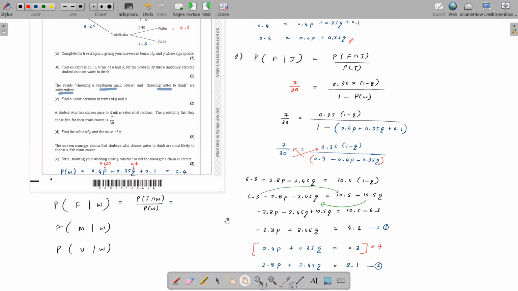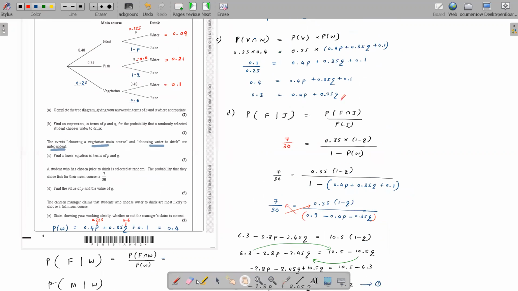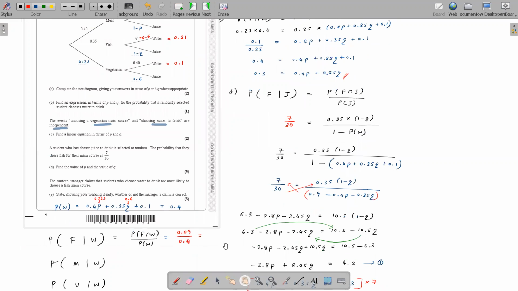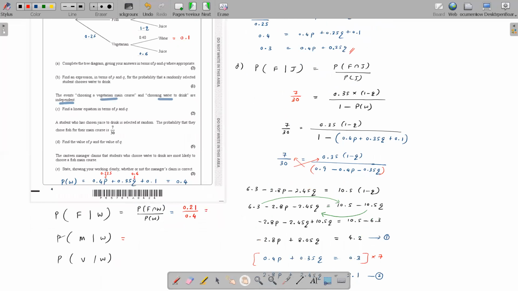So we get the values here. You could do fish intersection water, 0.21, divided by 0.4. Get the answer. Sorry, I made a mistake: fish and water is 0.21. Fish and water is 0.21. Meat and water is 0.09.